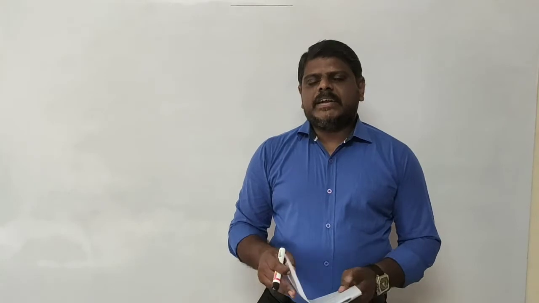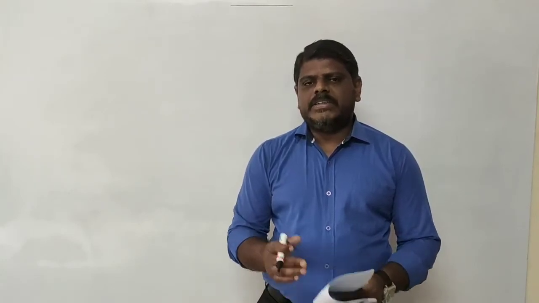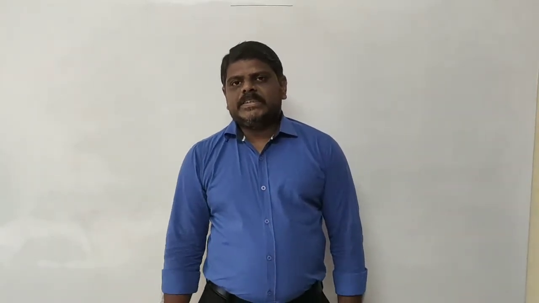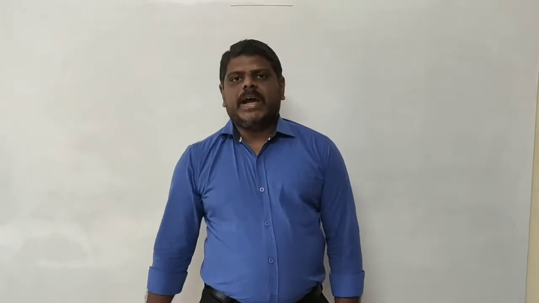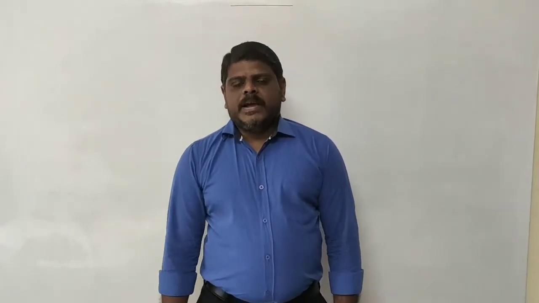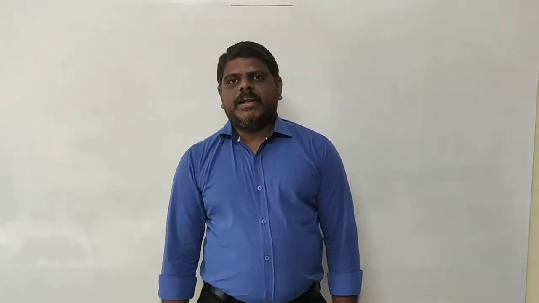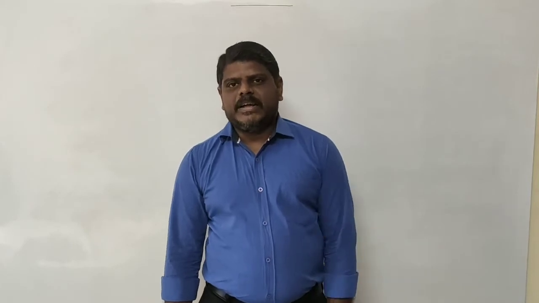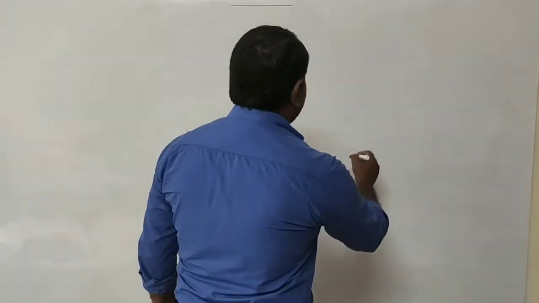So who will decide whether you are going to get the bright fringe or the dark fringe? The path difference. If the path difference is equal to 0 or equal to n lambda, bright fringe. If the path difference is equal to (2n+1) lambda by 2, then you are going to get the dark fringe. Let us say the diagram will be given to you like this.